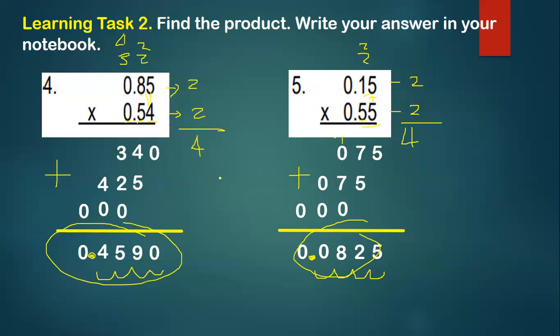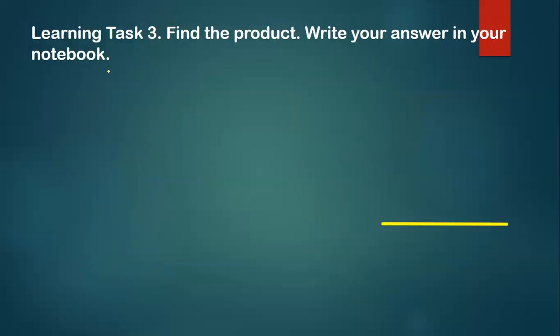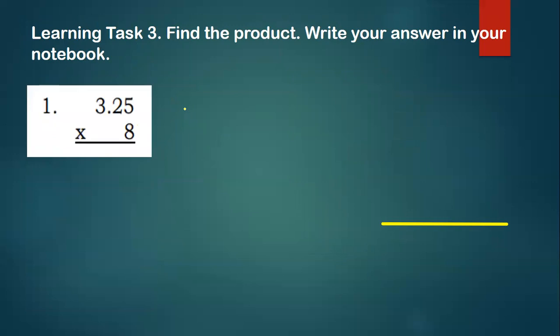Okay, next tayo. Learning task 3. Find the product and write your answer in your notebook. Okay, tingnan naman natin to. Meron tayo dito decimal numbers and then whole numbers. Again, wag matatakot. Same process lang po yan. Multiply like whole numbers lang. So, this is 8 times 5, that is 40, carry 4. And then 8 times 2, 16 plus 4, that is 20, so 0 again. Carry 2, and then 8 times 3, that is 24 plus 2, that is 26.